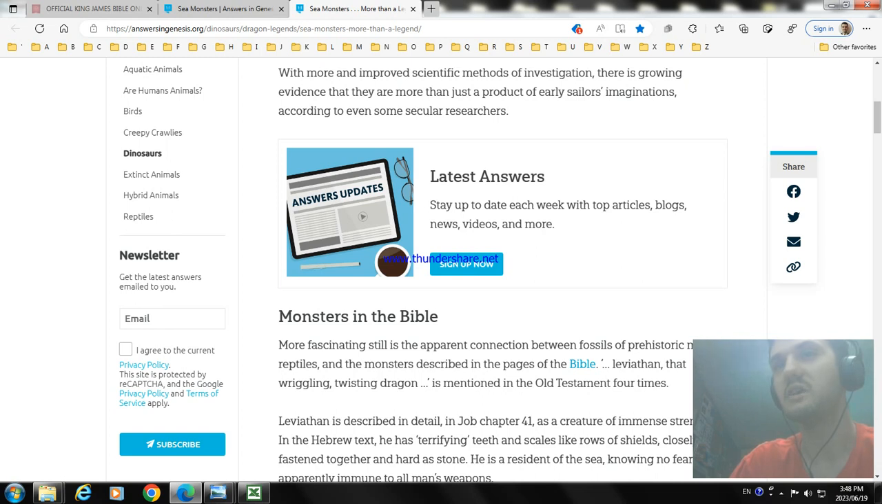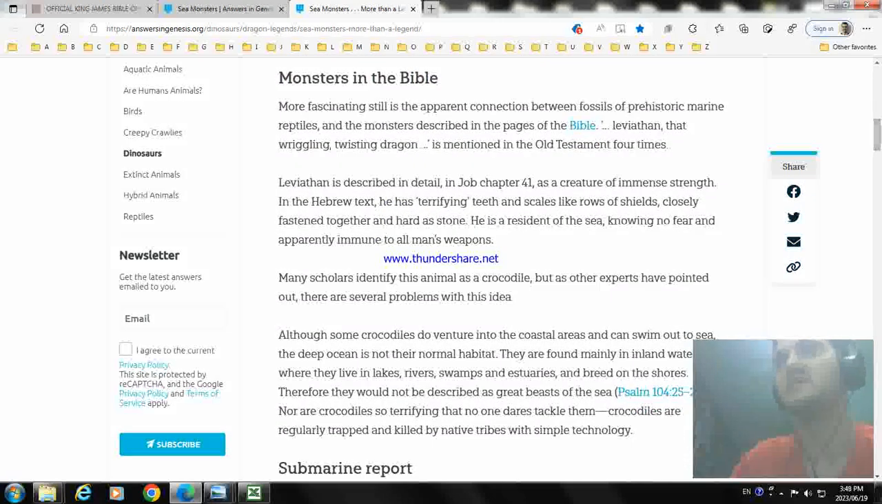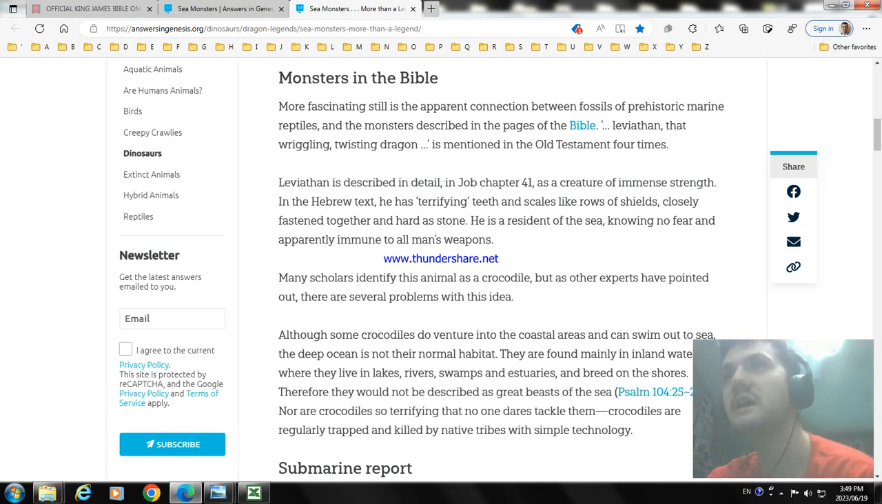Leviathan, that wriggling, twisting dragon, is mentioned in the Old Testament four times. Job describes it in detail in chapter 41. The name means strength in the Hebrew text. It has terrifying teeth, and its scales are like shields, closely fastened together and as hard as stone, and it is virtually immune to all man's weapons.